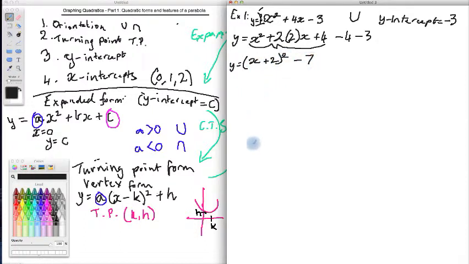Now, you see that this is not quite in turning point form because we need a minus k squared here. So to get that, I know that plus 2 is actually the same as minus negative 2.